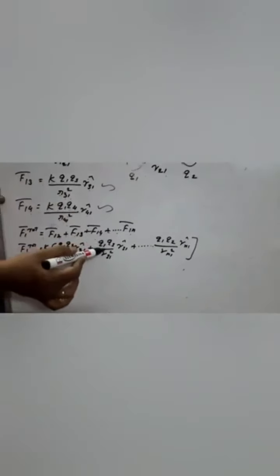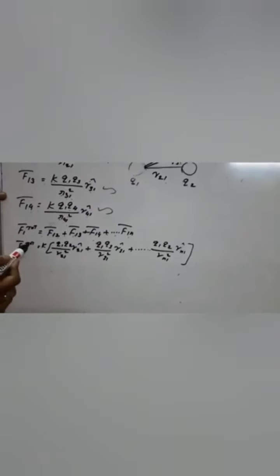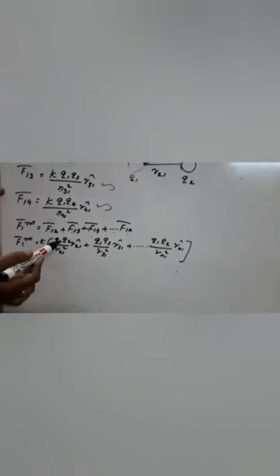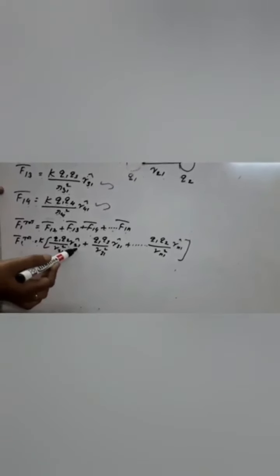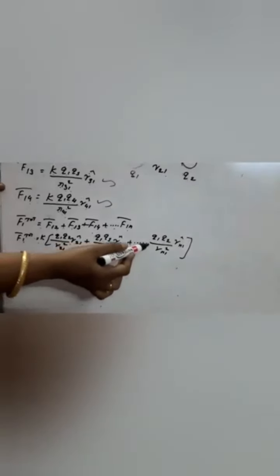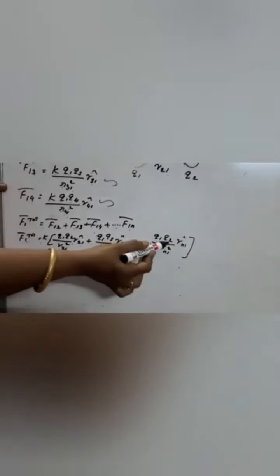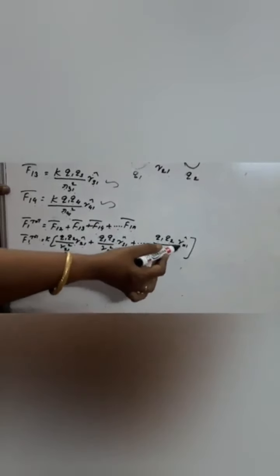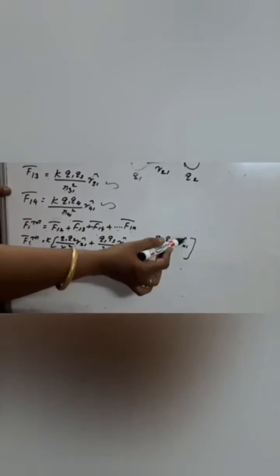When we substitute the F12 value, the F13 value, and the F14 value, finally we get F1 total equal to K into Q1 Q2 by R21 square R21 cap, plus Q1 Q3 by R31 square R31 cap, and so on, plus Q1 Qn by Rn1 square Rn1 cap. This is known as the superposition principle.